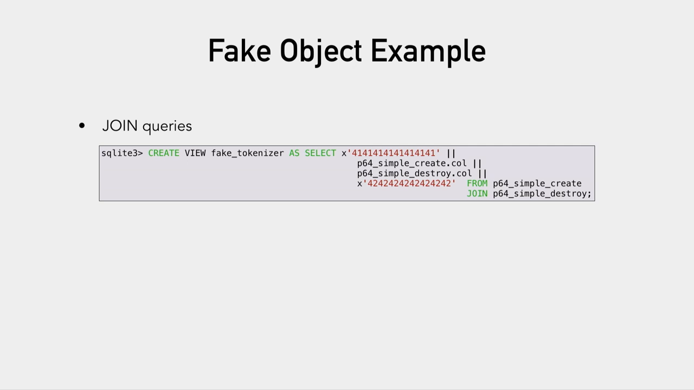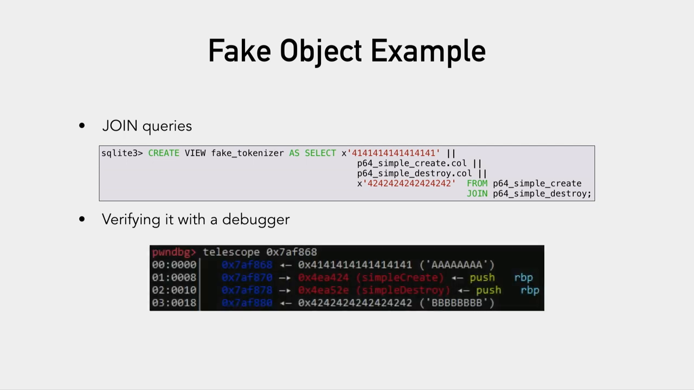So I've used most of my SQL knowledge by now, but I still have one more trick up my sleeve. I remember join queries. So we are going to fake an object using the following join query, right? We can see that we created a view called fake tokenizer, and it's concatenating a bunch of A's, and then a packed version of the simple create address, and then another packed pointer, and then a bunch of B's with a join query. So actually, if we verify it from a debugger, we can actually see that it works pretty good. The memory section begins with a bunch of A's, and then we have two pointers, and then we have a bunch of B's. So we have successfully faked an object in memory using nothing but SQL queries so far.